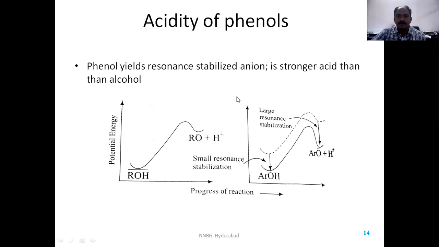If you see the resonance energy structure here, when the alcohol undergoes ionization, it requires an amount of energy to form the alkoxide ion. The potential energy is less. But when you compare aromatic alcohols, there is a delocalization, there is a resonance stabilization here, and also for the phenoxide ion. But when it undergoes ionization, this is more resonance stable than phenol. So comparatively, phenols are stronger acids than alcohols.